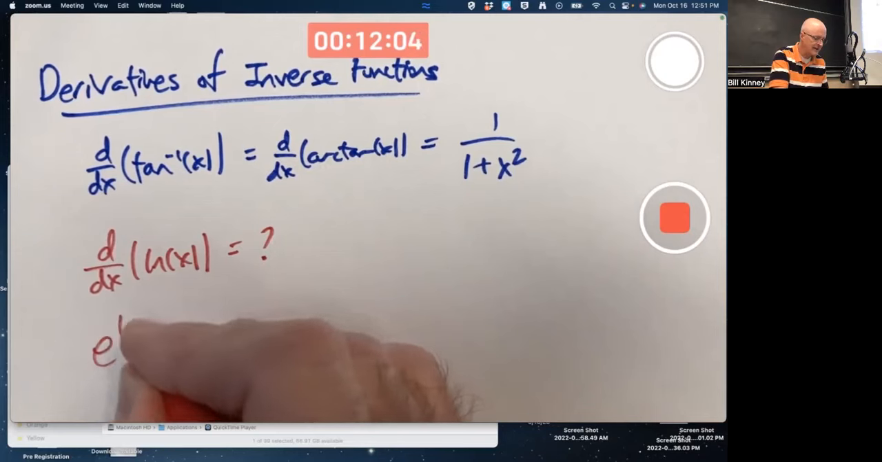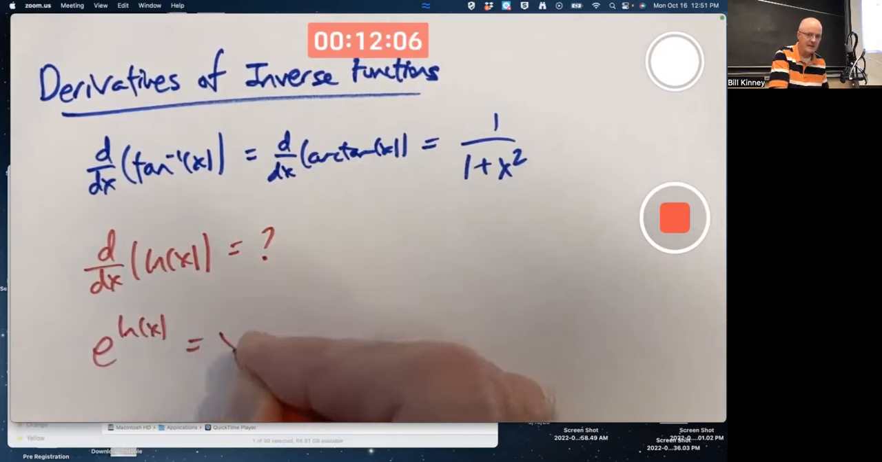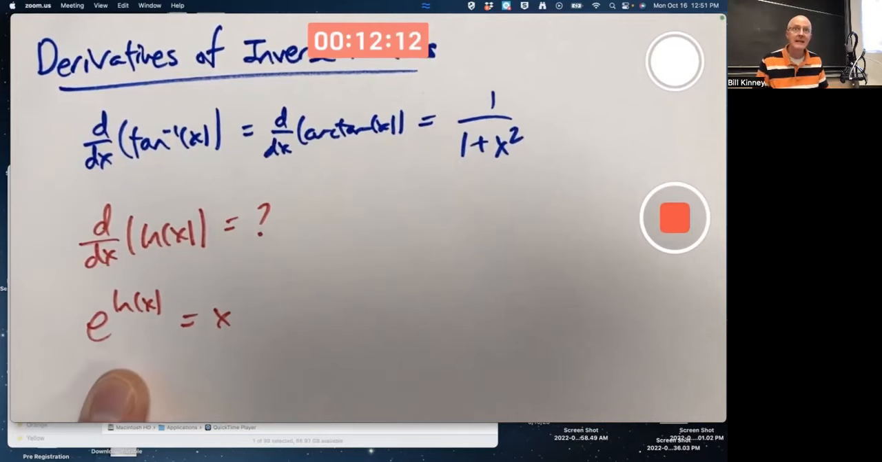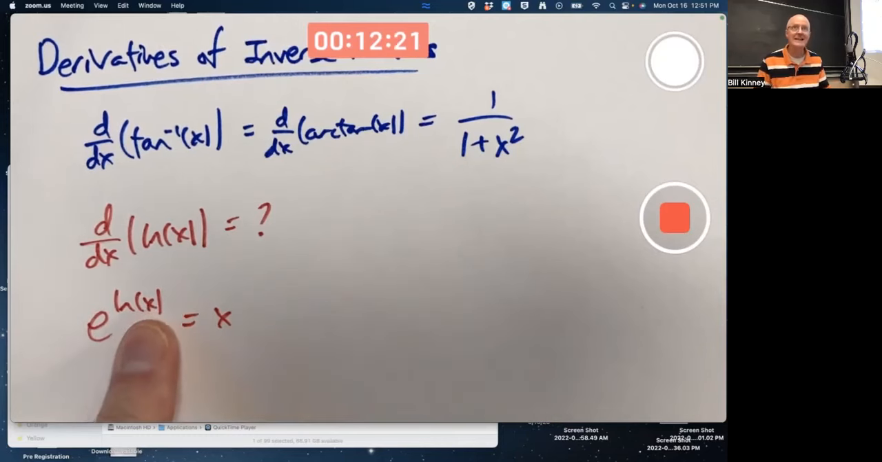We know that e to the natural log of x equals x for all x in the domain of the natural log function. e to the x and natural log of x kind of cancel each other out. That's what it means to be inverse functions when you compose them. When you plug natural log of x into e to the x like this, you get x back. That's how natural log of x is defined.